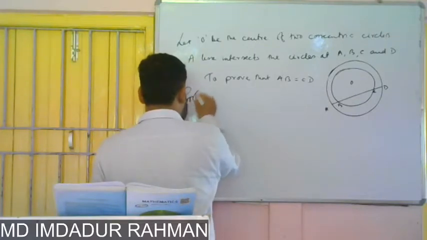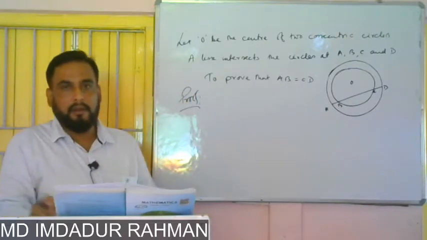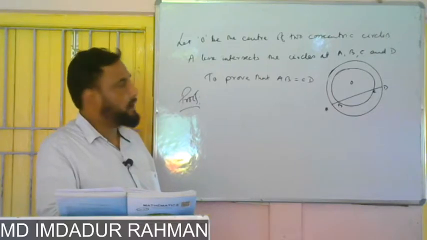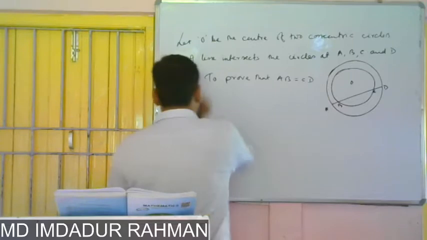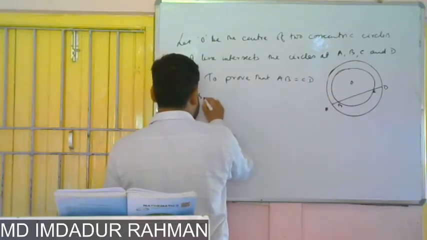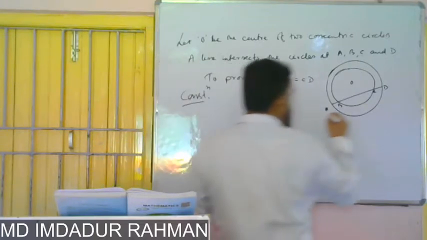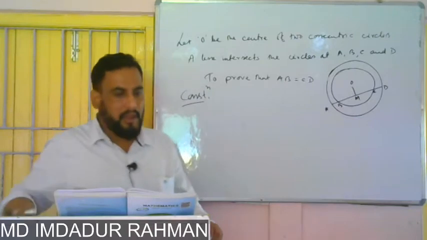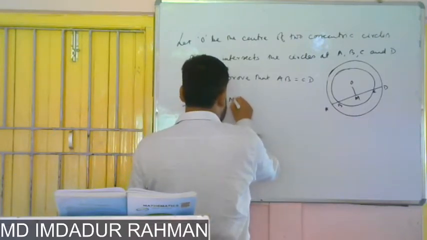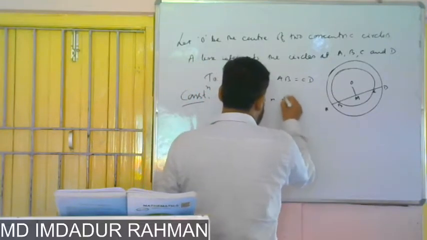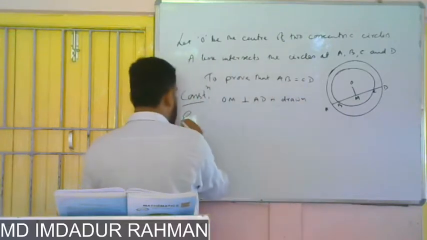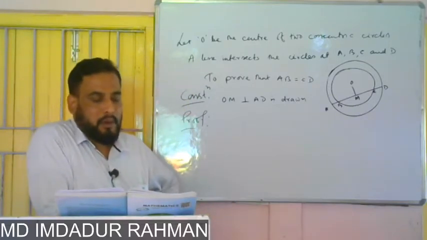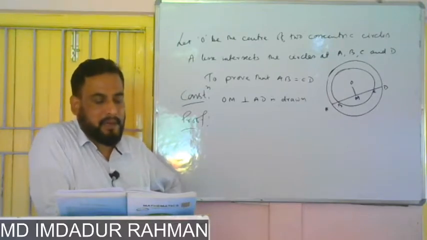Proof. Here we will consider the theorem of chord and the perpendicular from the center. We need one construction, I think. Construction: OM perpendicular to AD is drawn. Now proof. Here we will consider the theorem of chord and the perpendicular from the center to the chord.